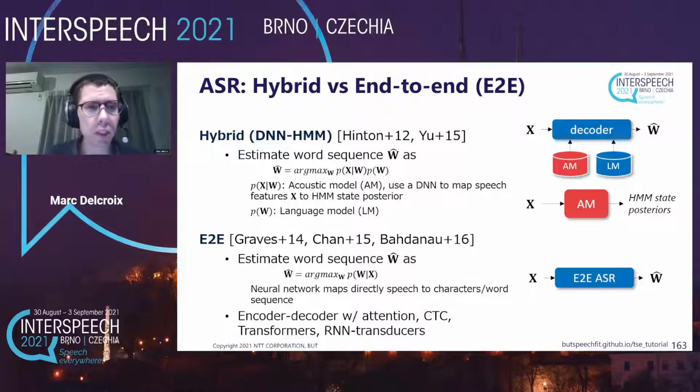So I won't go into the details of the ASR architecture, but I just want to mention that there are basically two main types of ASR systems that are still in use: hybrid, so DNN-HMM hybrid systems, and end-to-end systems. Basically, what I want to say is that most of the works we present here can be used with either hybrid or end-to-end systems, or have been applied to both of them.